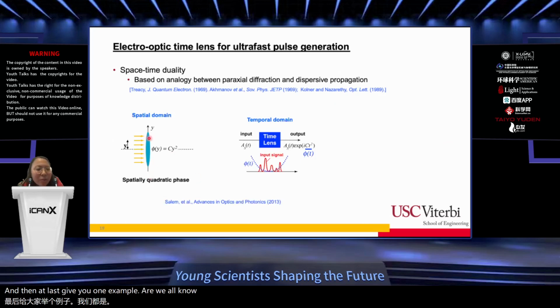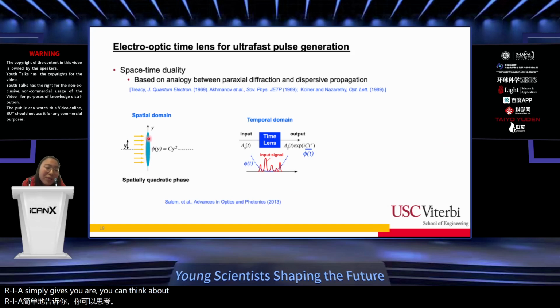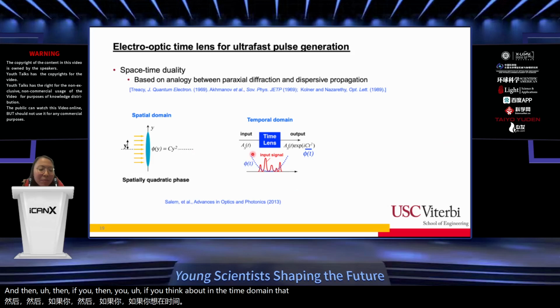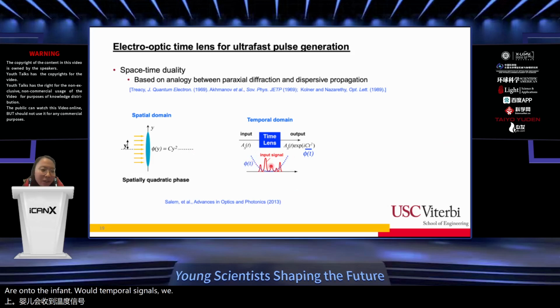We all know a spatial lens, as also mentioned in the great previous talk. A spatial lens simply gives you an imparted phase profile in the transverse domain. If it's a concave lens, it's a quadratic phase profile in the transverse domain. If you think about the time domain, that simply means if we can put a quadratic temporal phase profile onto the input temporal signal, we can build a time lens as well.